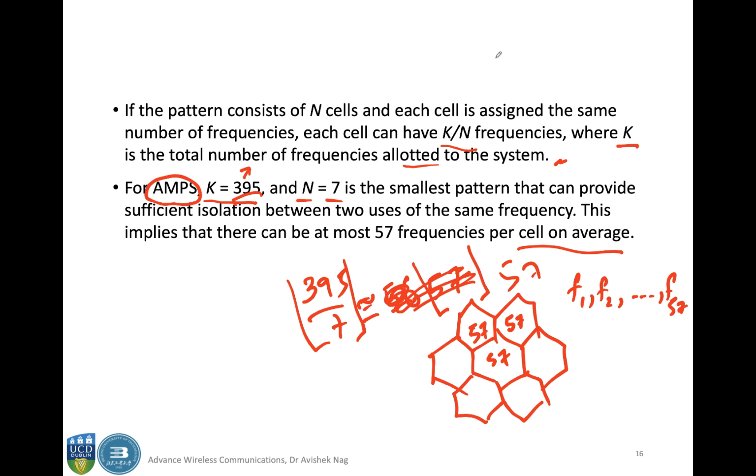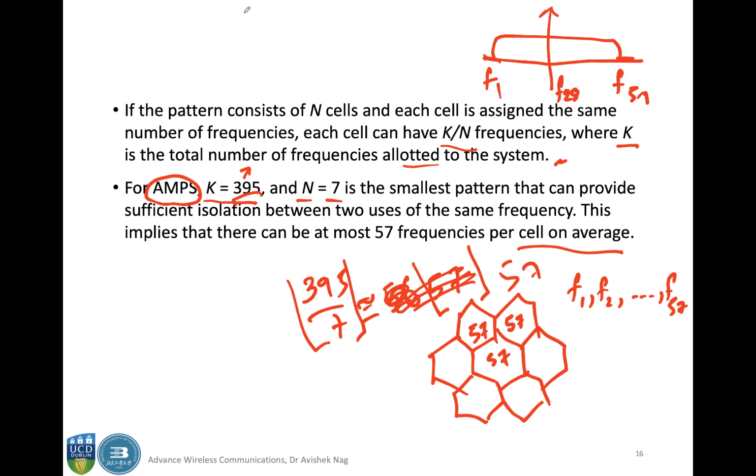So the center frequency of this band can be, let's say, F1 to F57, and the central frequency can be somewhere in the middle. Let's say F28 is the central frequency.